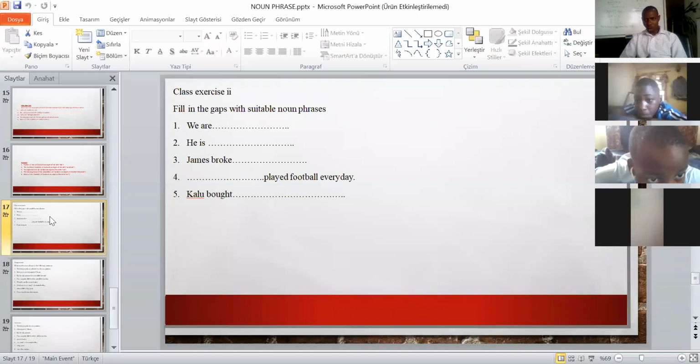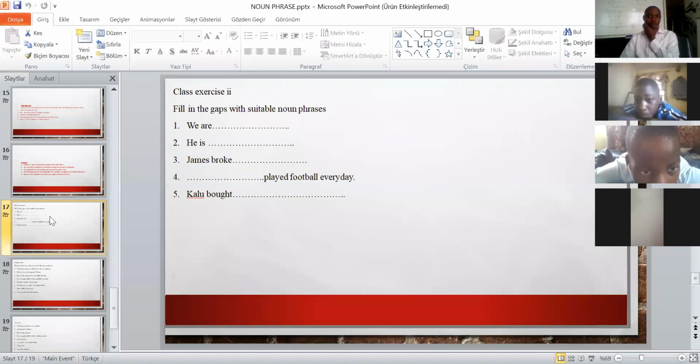He is a playful boy. Zainab, you are right. He is a playful boy. A playful boy is a noun phrase. We are not naughty students. Naughty students is a noun phrase. We are ready to meet the best. The best singer is a noun phrase. The class is a noun phrase.